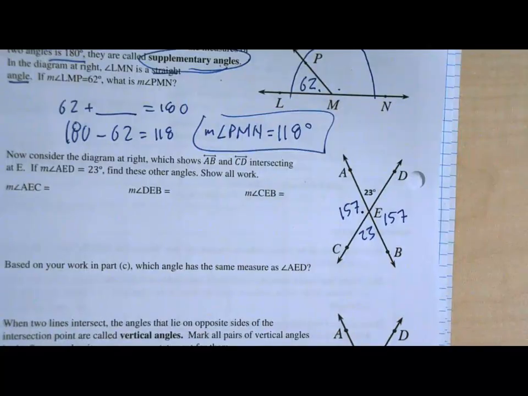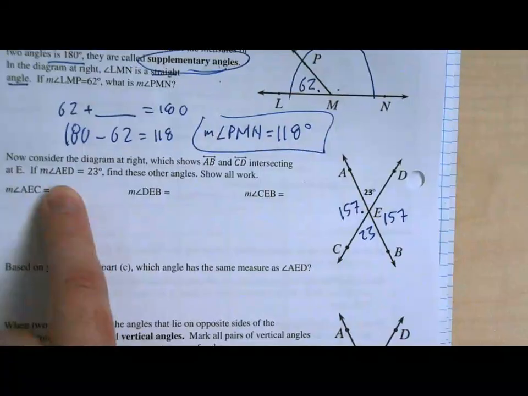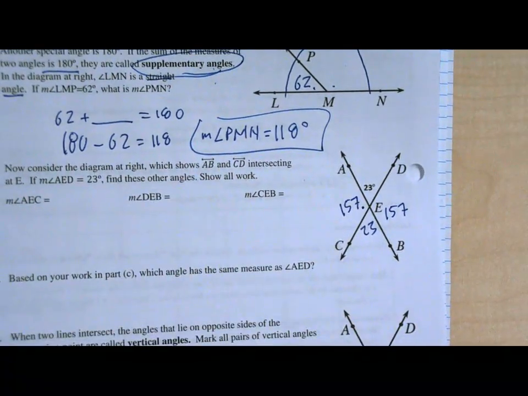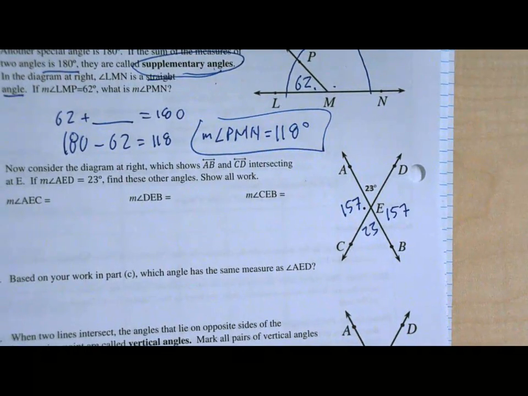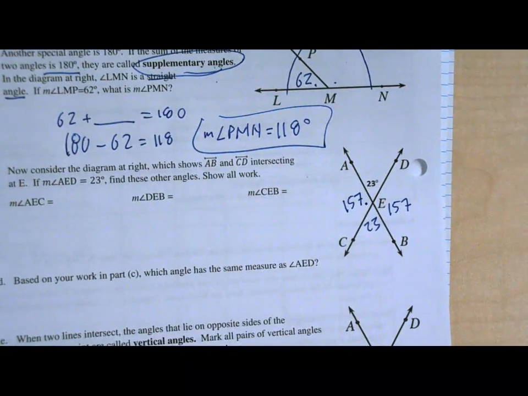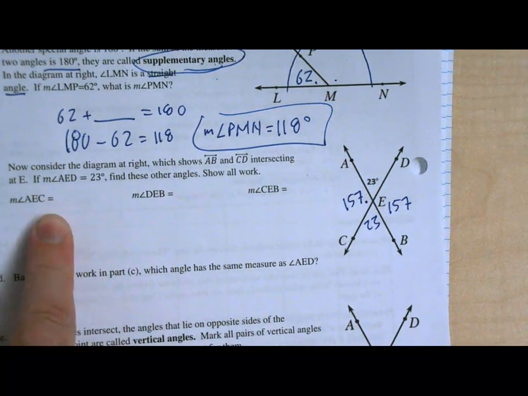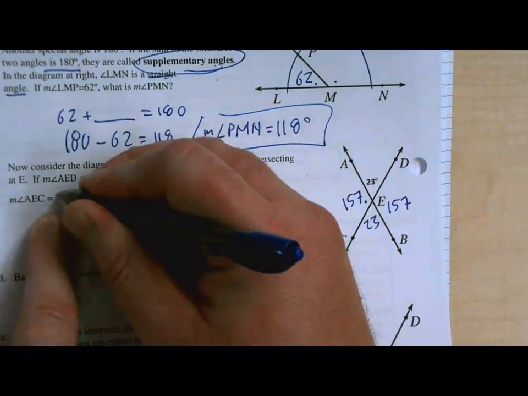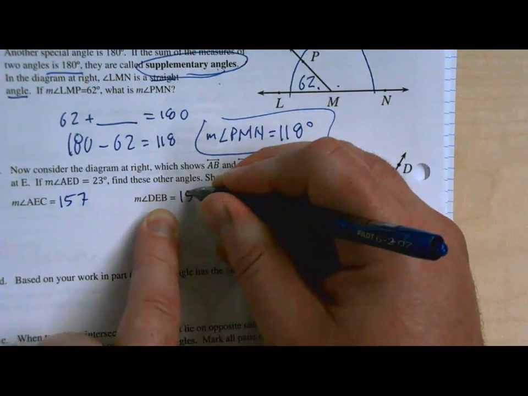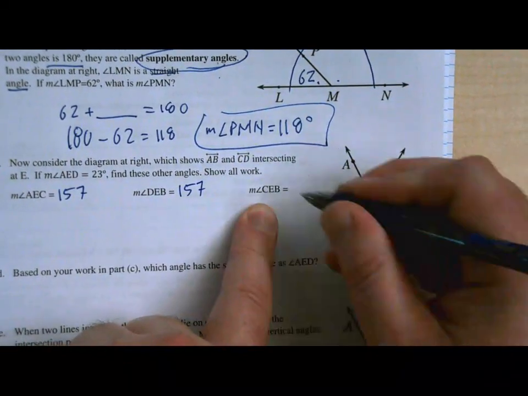All right. Can we use that information to fill out these answers? Get the right numbers in the right places. I'll give you a hint. Two of them are 157, and one of them is 23. Just answer these for me. You got all the information you need on your pictures. AEC is 157, DEB is 157, CEB is 23.